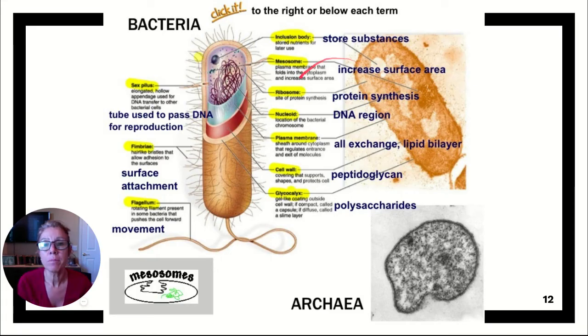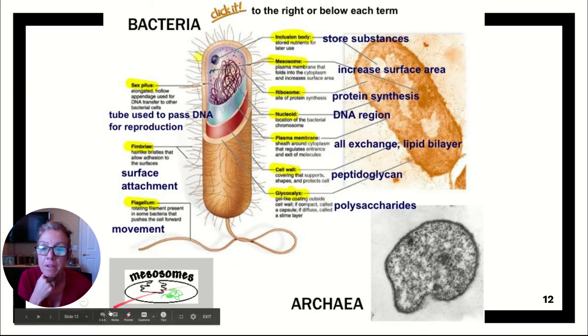Okay, and now there's some other things on here you don't have to worry about. Inclusion bodies, they just store things. Mesosomes: I want to point out to you just for a second, this mesosome is increasing the surface area, right? So it has more ability to absorb nutrients. Nucleoid region, we did. I think we got everything there.